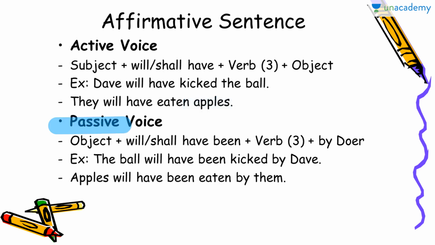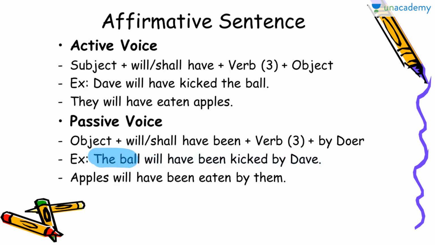In passive voice, sentence will start with object, the thing on which work is done or the person on which work is done, then will or shall, then have, and then been. So been is an important word over here for passive voice future perfect tense. Then verb third form and then by whom it is done. So the doer's name. For example, the ball will have been kicked by Dave.